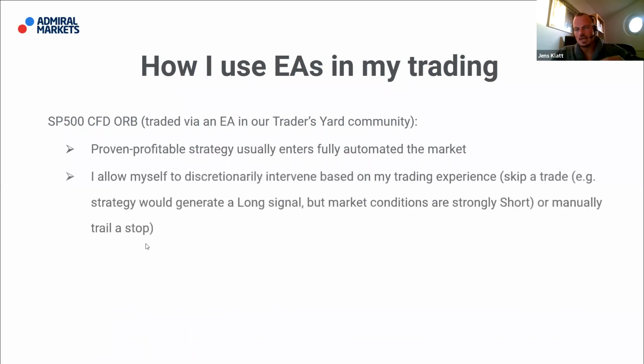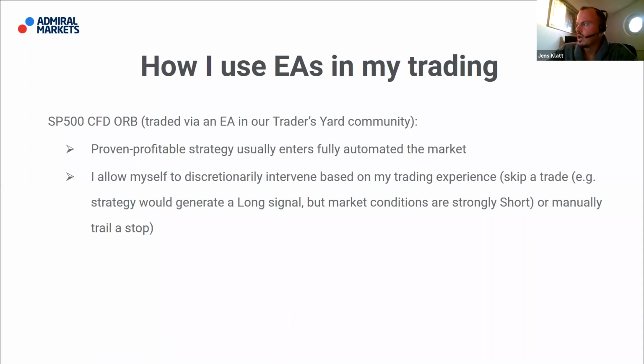But then, not in the case of the traders community, but in my personal trading, I allow myself to intervene discretionarily based on my trading experience. For example, skip a trade where the strategy would generate a long signal, but market conditions are strongly short. That's what I already referred to.